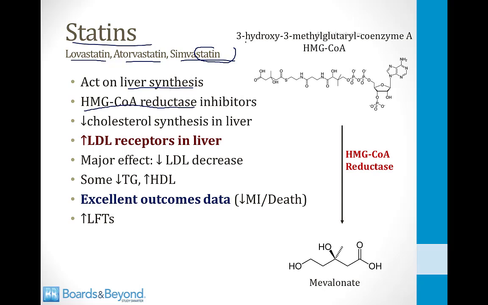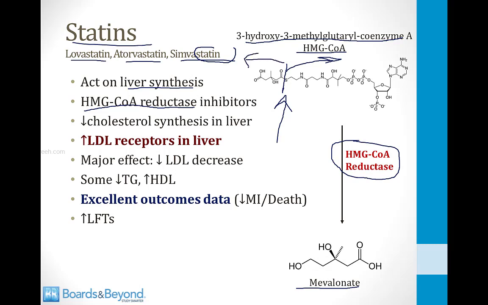HMG stands for 3-hydroxy-3-methylglutaryl coenzyme A, or HMG-CoA, and the enzyme HMG-CoA reductase converts this very large molecule into a molecule of mevalonate. If you look carefully at the structure, you'll see that everything from this sulfur molecule in this direction is the substance coenzyme A. Everything from the sulfur molecule this way is the substance mevalonate.